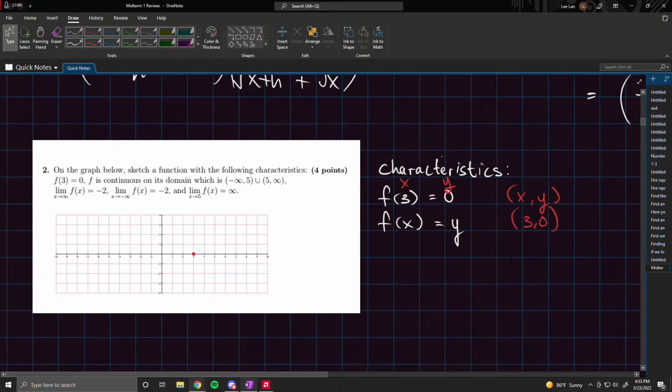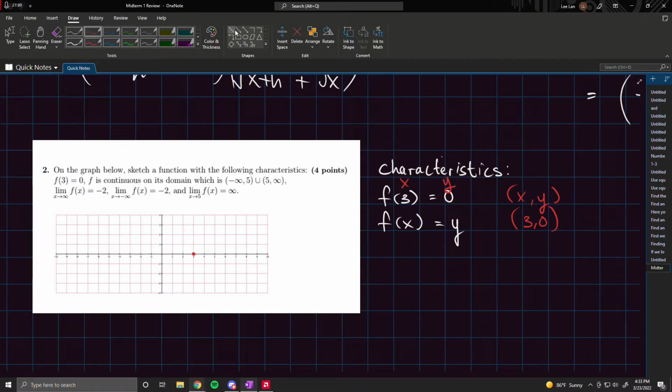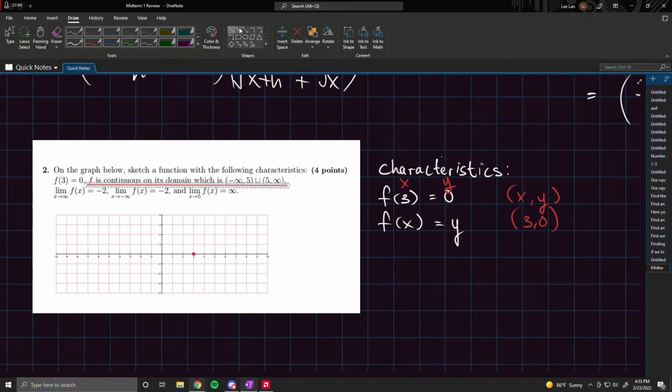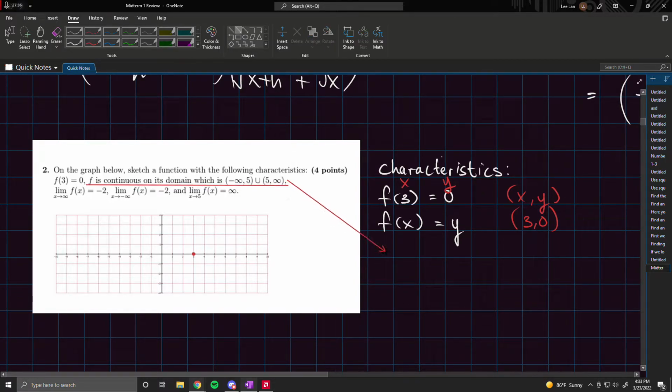All right, so what's the next characteristic? F is continuous on its domain, which is negative infinity to 5 union 5 to infinity. So let's see, f is continuous on this domain. So what does that mean?